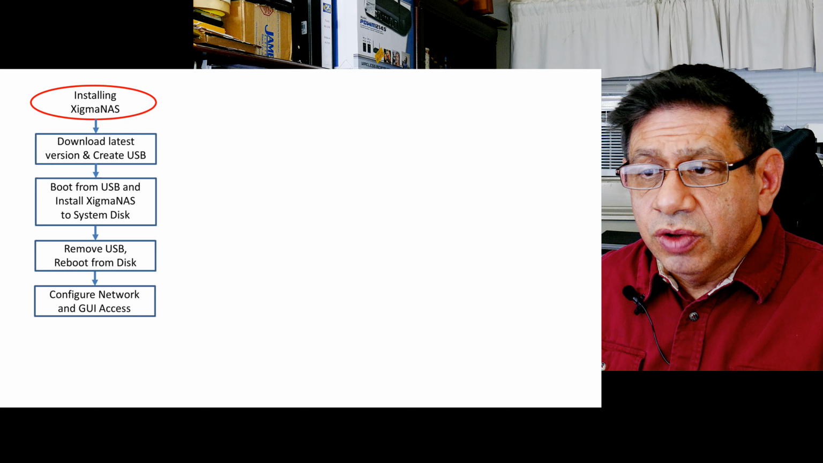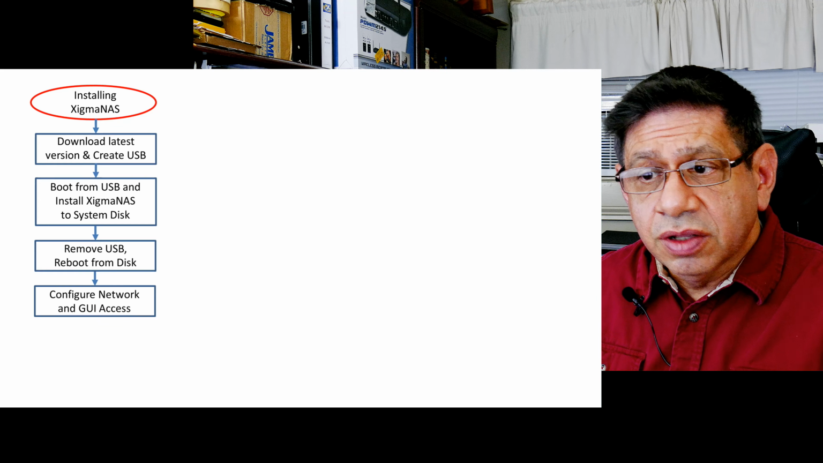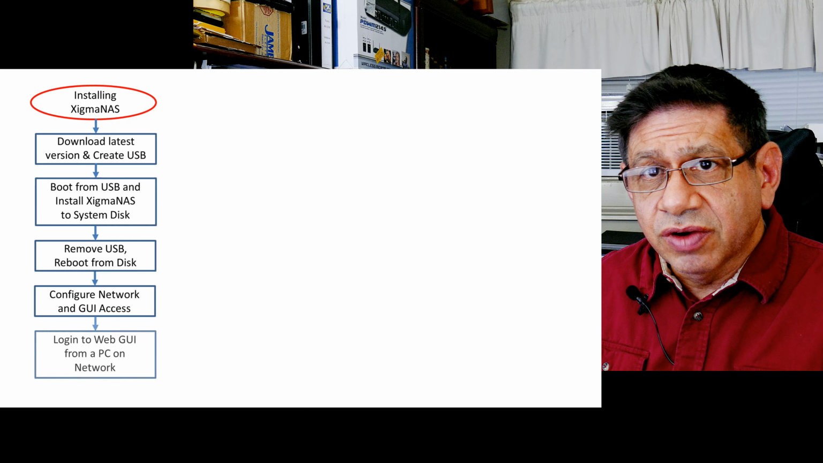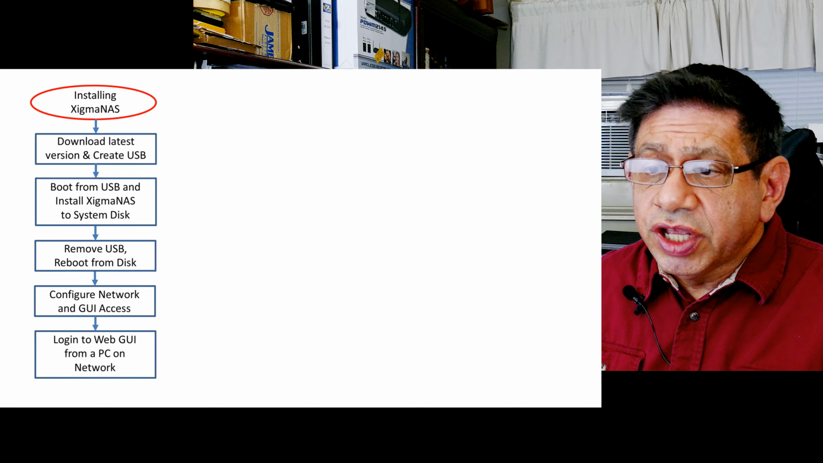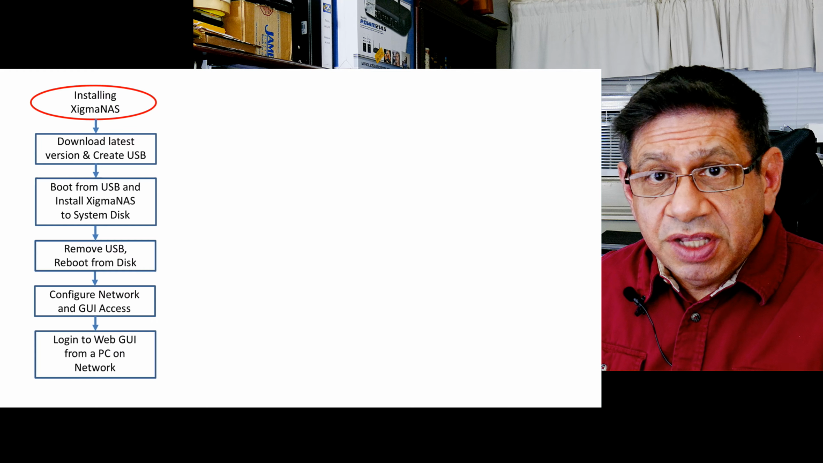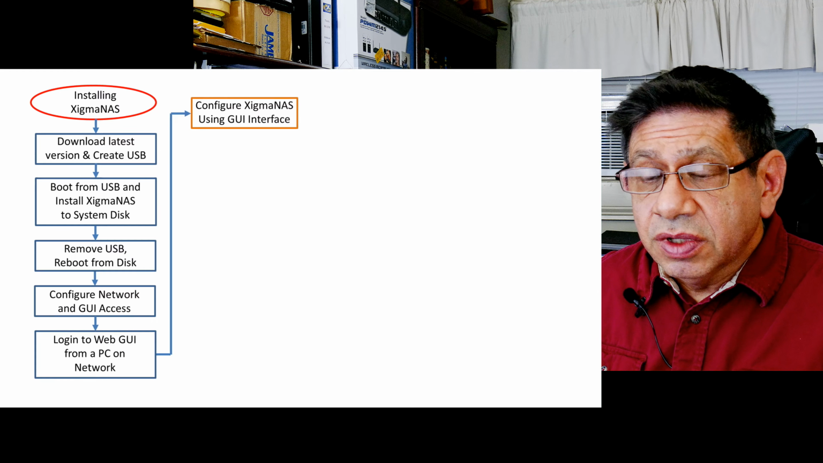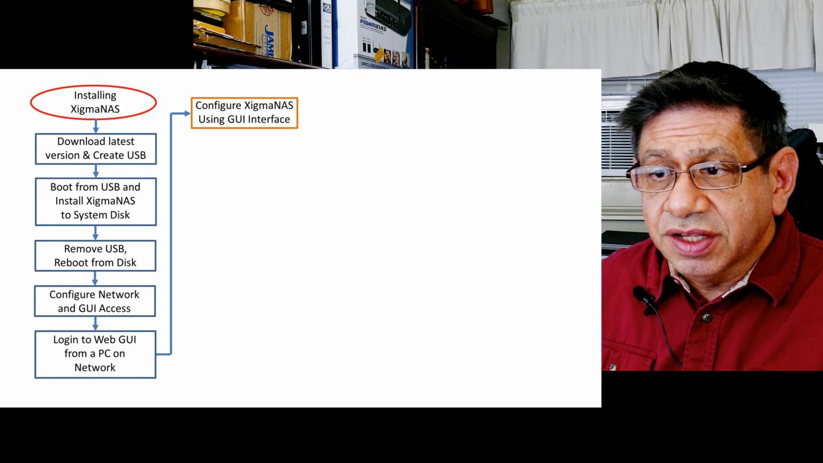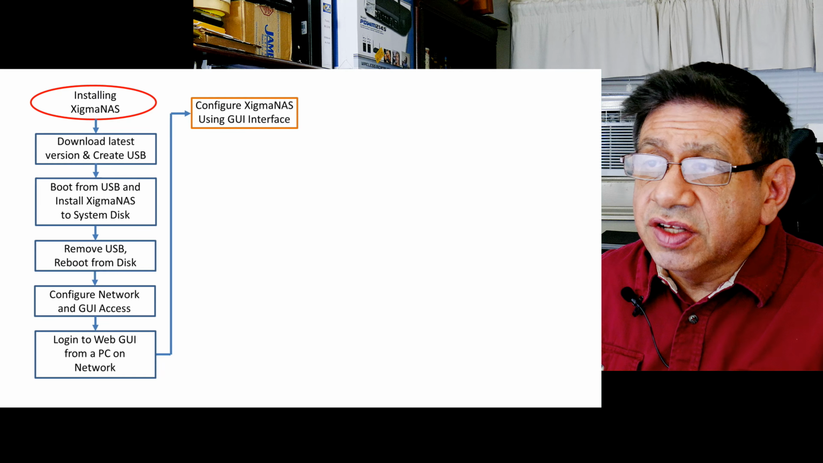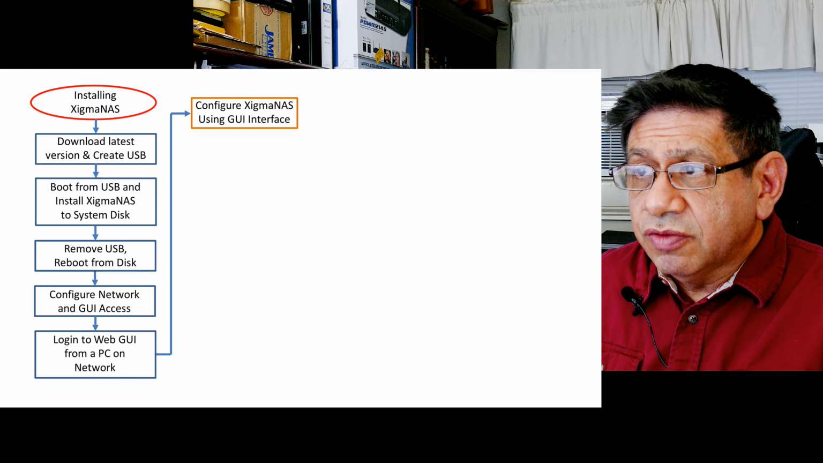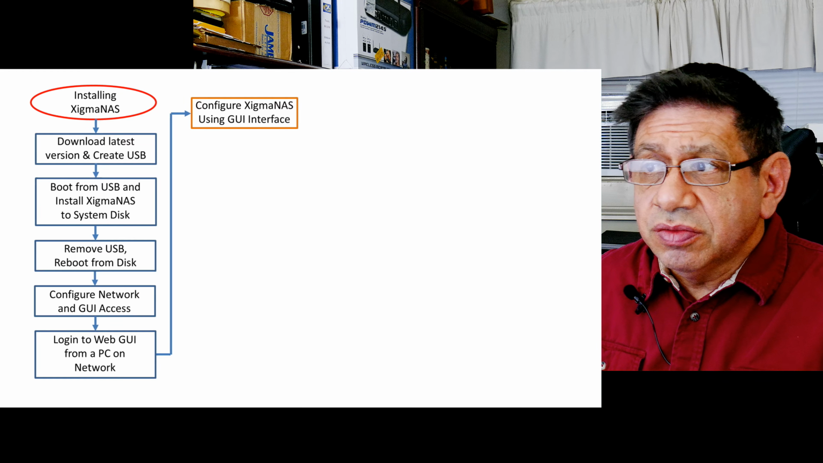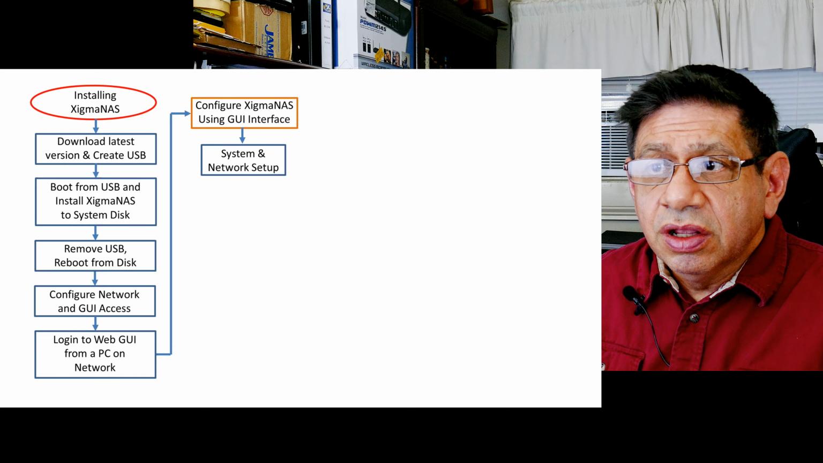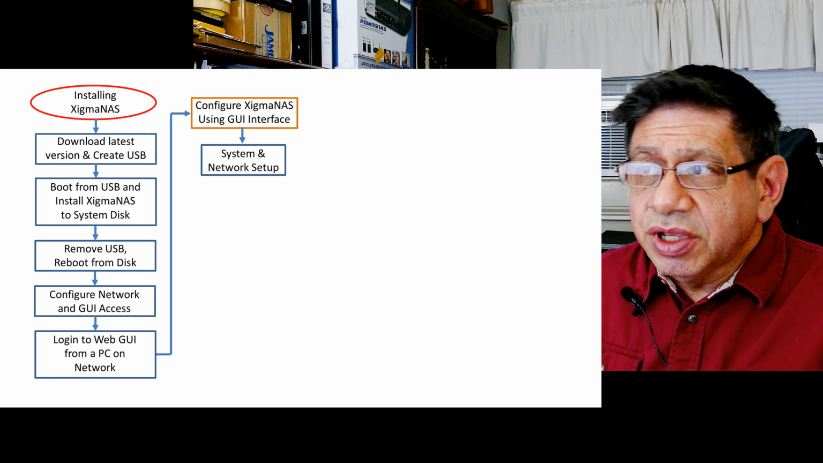Then I'm going to go through and configure the network and how the GUI can access it so that I could finalize the configuration. Then I'm going to log into the web GUI from a PC that's connected on my network, and I'm going to finish the configuration. That's where the detailed configuration will take place. Using the GUI interface, many steps to that. The first thing we need to do is do the system and network setup. We did some of that during the base install in the second step here, but now we're going to do the final detailed steps.